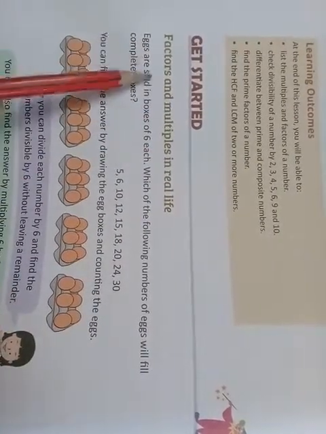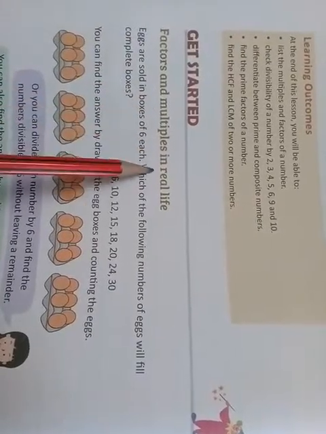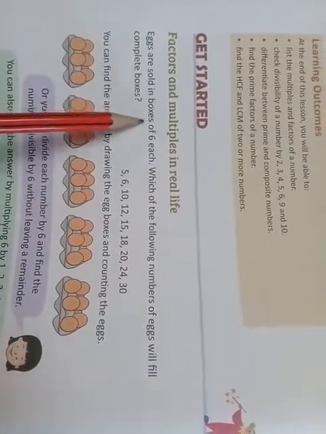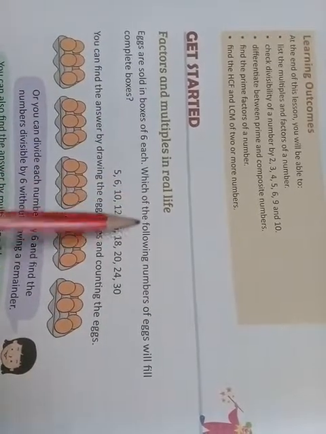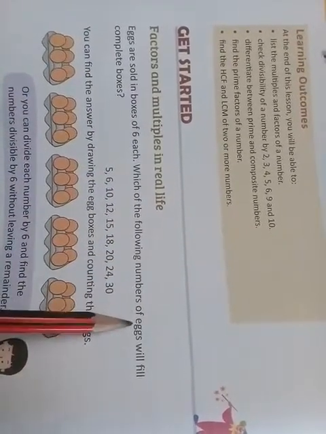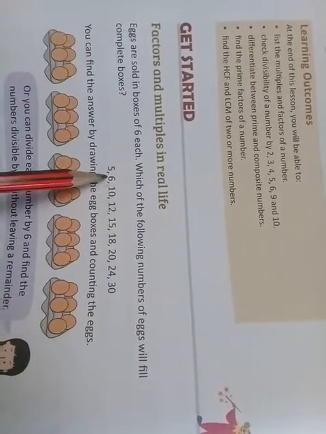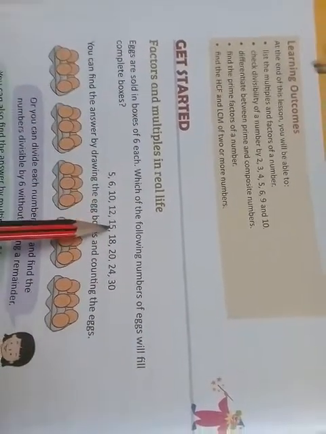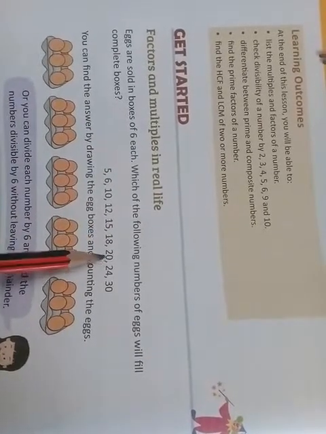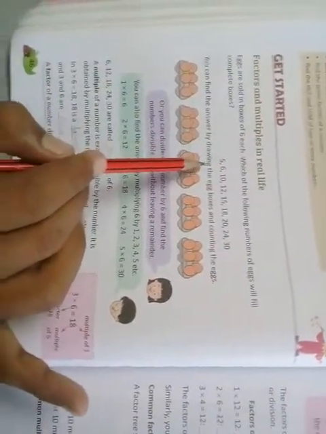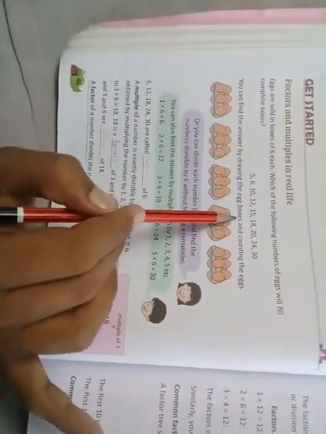Get started. Factors and multiples in real life. Eggs are sold in boxes of 6 each. Which of the following numbers of eggs will fill complete boxes? 5, 6, 10, 12, 15, 18, 20, 24, 30. You can find the answer by drawing the egg boxes and counting the eggs.